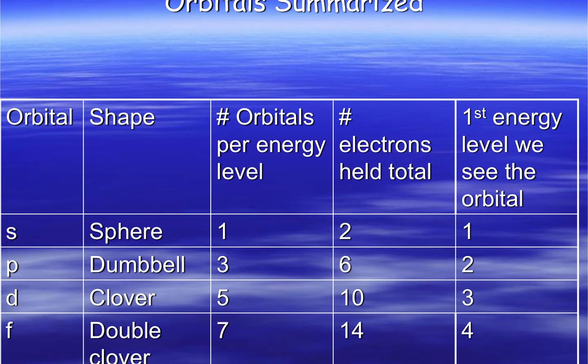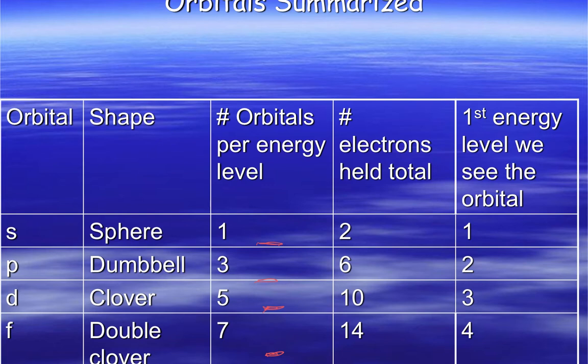So to summarize, we have orbitals that are s, p, d, and f, followed by their shape or the pattern at which the electron is moving: spherical, dumbbell, clover, or like a double clover, and the number of orbitals per energy level. So for s, there's only one orbital per energy level. There are three for p, 5 orbitals for d, and 7 orbitals for f. The number of electrons total that they can hold are 2, 6, 10, and 14 respectively.